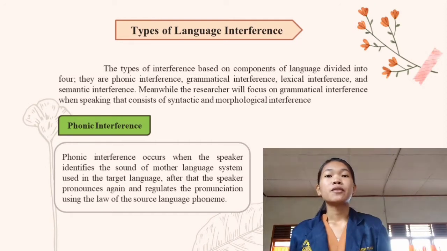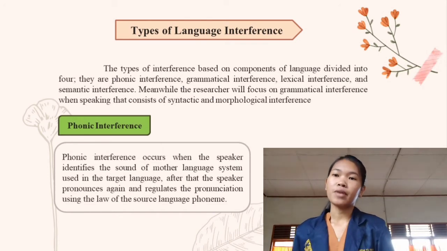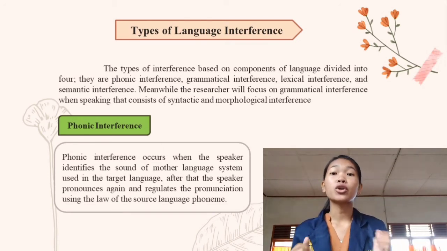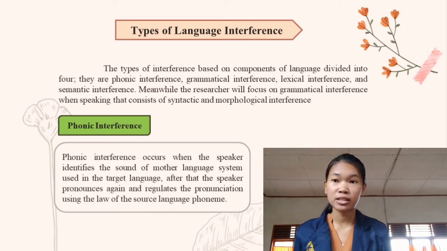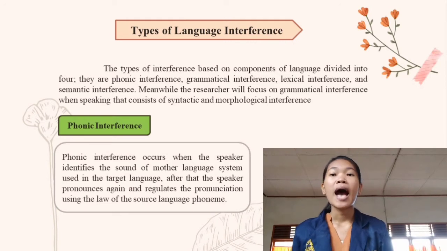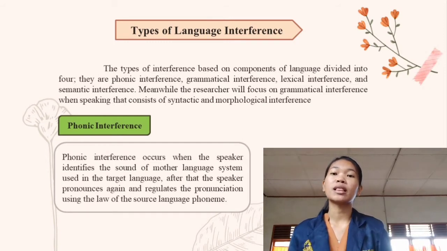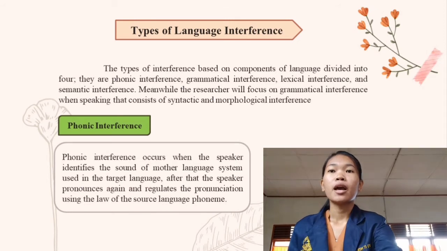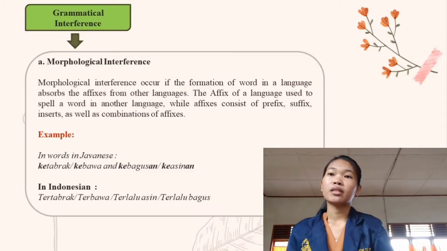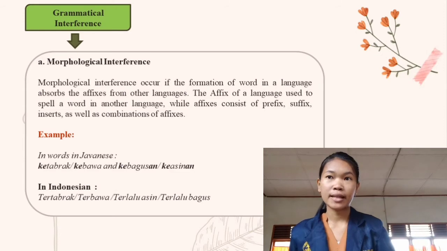Okay, so the first one we talk about is phonic interference. Phonic interference occurs when the speaker identifies the sounds of the mother language system and uses them in the target language. After that, the speaker pronounces again and regulates this pronunciation using the rules of the source language's phonics. Okay, next is grammatical interference. Grammatical interference is divided into two types. I'm going to explain the first type, which is morphological interference.